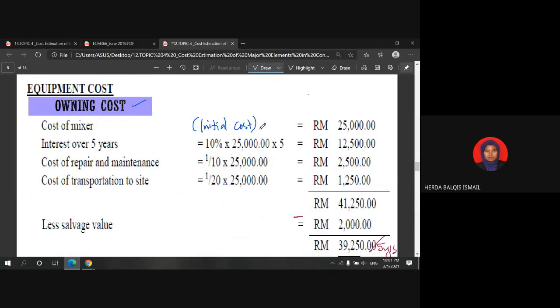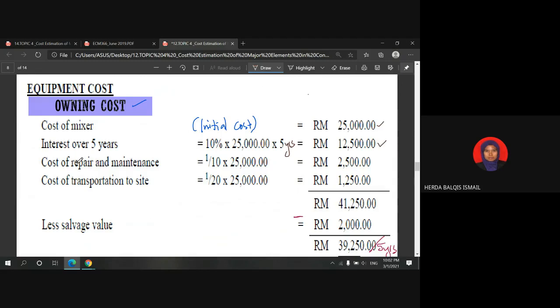The initial cost to purchase this equipment, the mixer, is 25,000. Okay, so there is an interest per year of 10% over the initial cost, and the interest is effective throughout the lifespan of the machine, which is 5 years. So the interest for the 5 years duration is 12,500 ringgit.